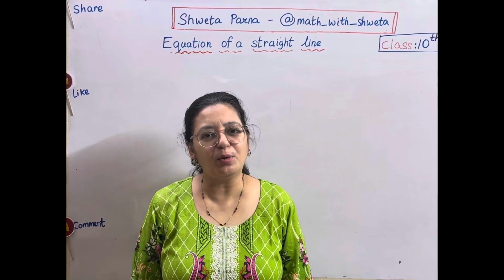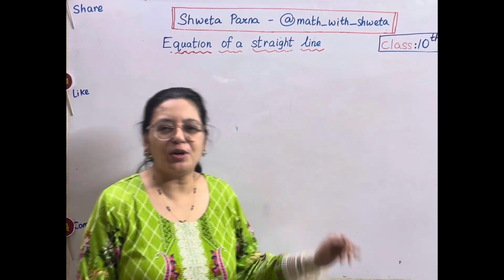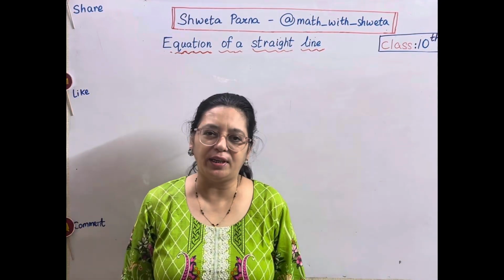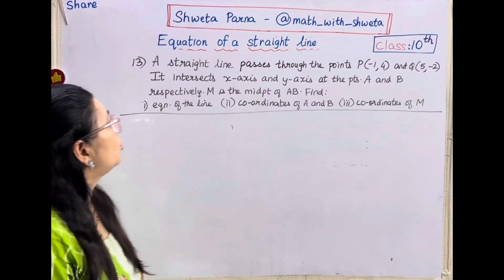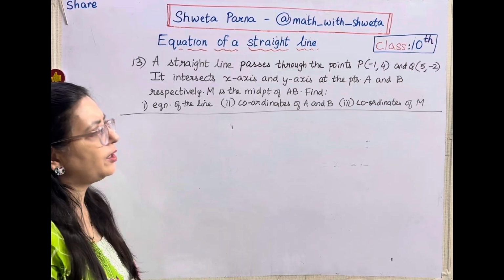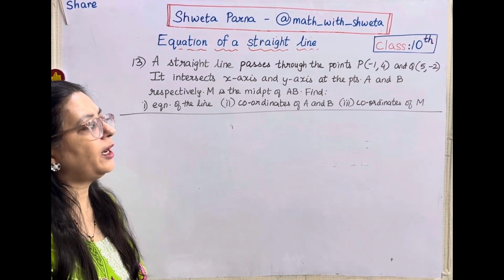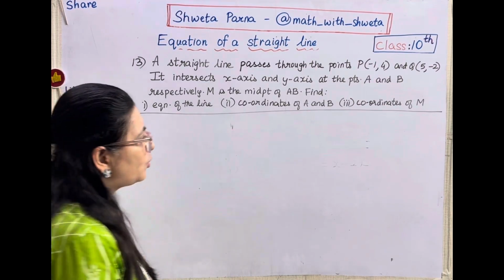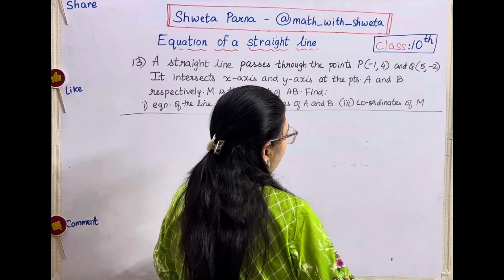Kids, in this video I'll be continuing with equation of a straight line, exercise 14a. Yes kids, let's go to question number 30. A straight line passes through the points P(-1, 4) and Q(5, -2). Let's first draw the diagram so that the concept is clear.